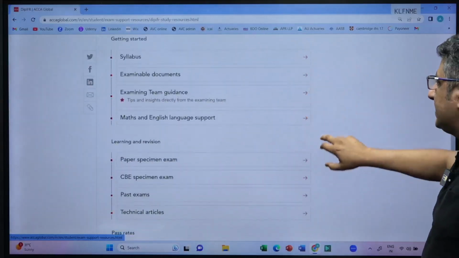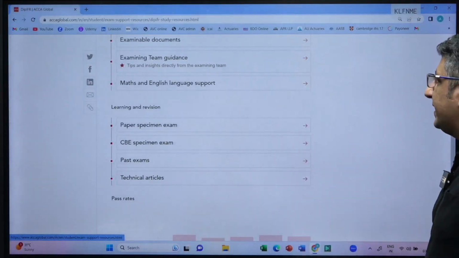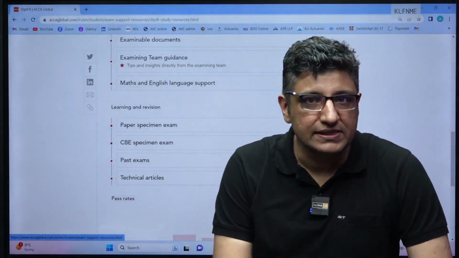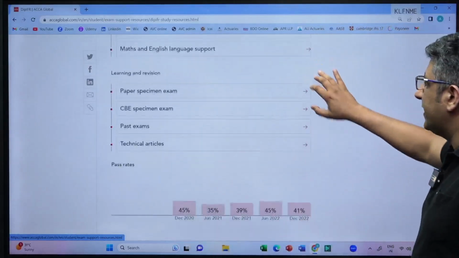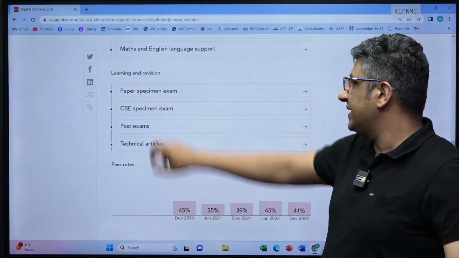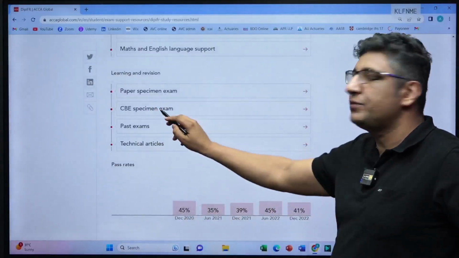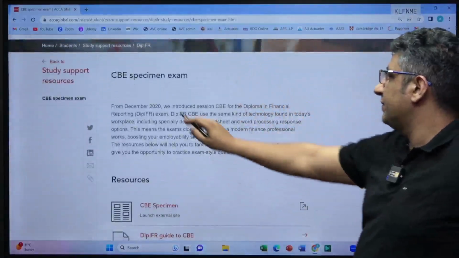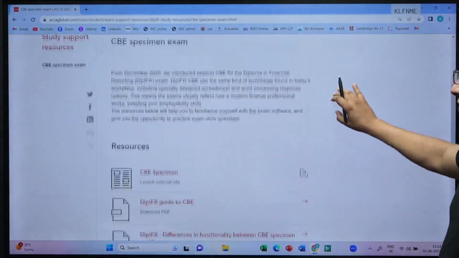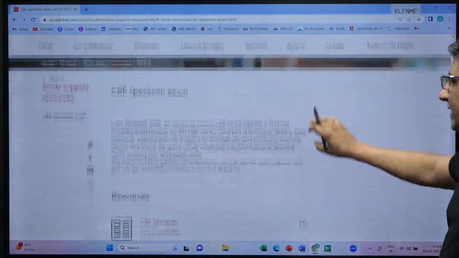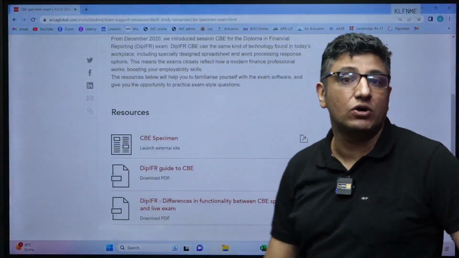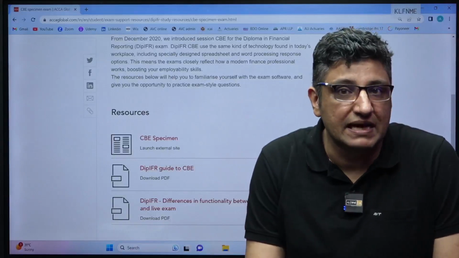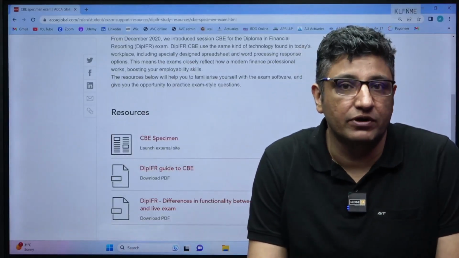my syllabus, examination documents, examination team guidance, that's something that we in any case cover when we are completing our course, as it's an ongoing session already taking place. I would go to the CBE specimen exam. The CBE specimen exam is nothing else but a computer based examination. As I mentioned, from December 2020 the CBE was introduced, and that's what you are looking at: writing your examination at your home using your laptop or your desktop. You would be able to attempt this examination at the comfort of your place.